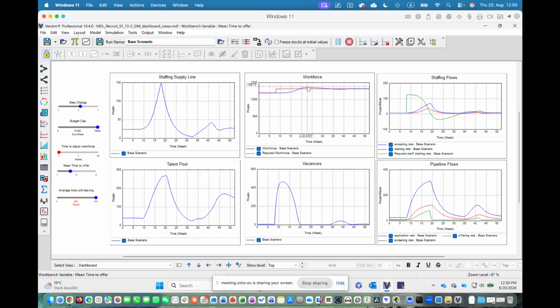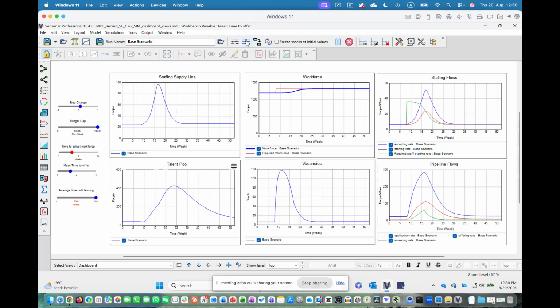So that means that the workforce needs to be adjusted downward. That's obviously not a good idea if you have to hire and then reduce, hire, reduce, hire, reduce. That's putting a lot of strain on the organization. So let's put that back to 0. What happens if we take too long to extend offers?